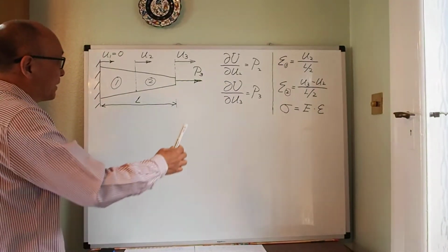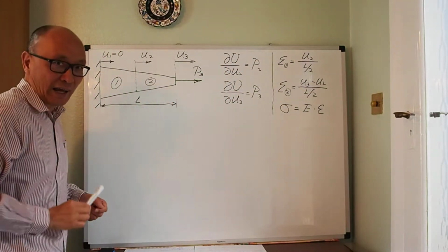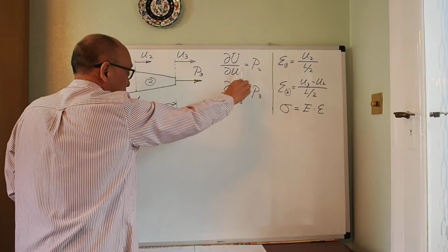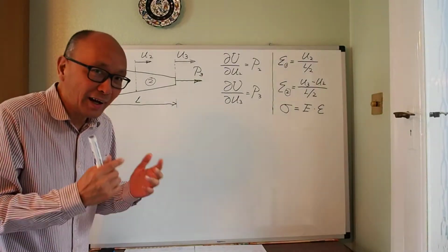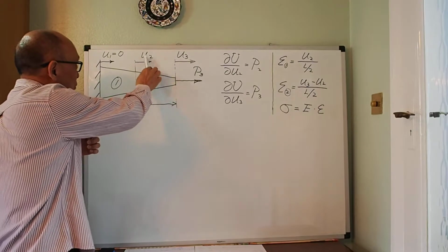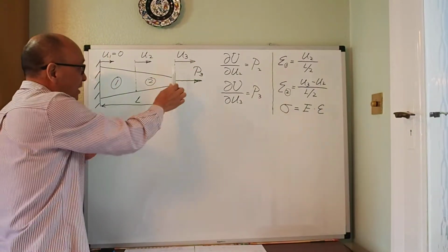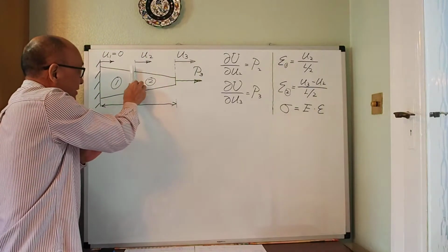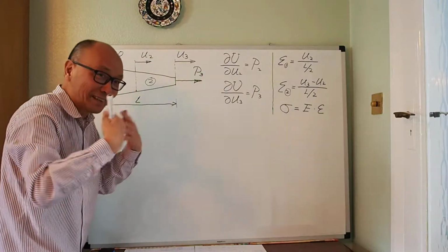I can then apply the Castigliano theorem again to this middle section, so the derivative of the strain energy with respect to U2 equals P2. What we want to find out are these U2 and U3. I apply load, they move, so I want to find out how much that section has moved, the displacement U3, and how much this section has moved. That's what you want to solve.